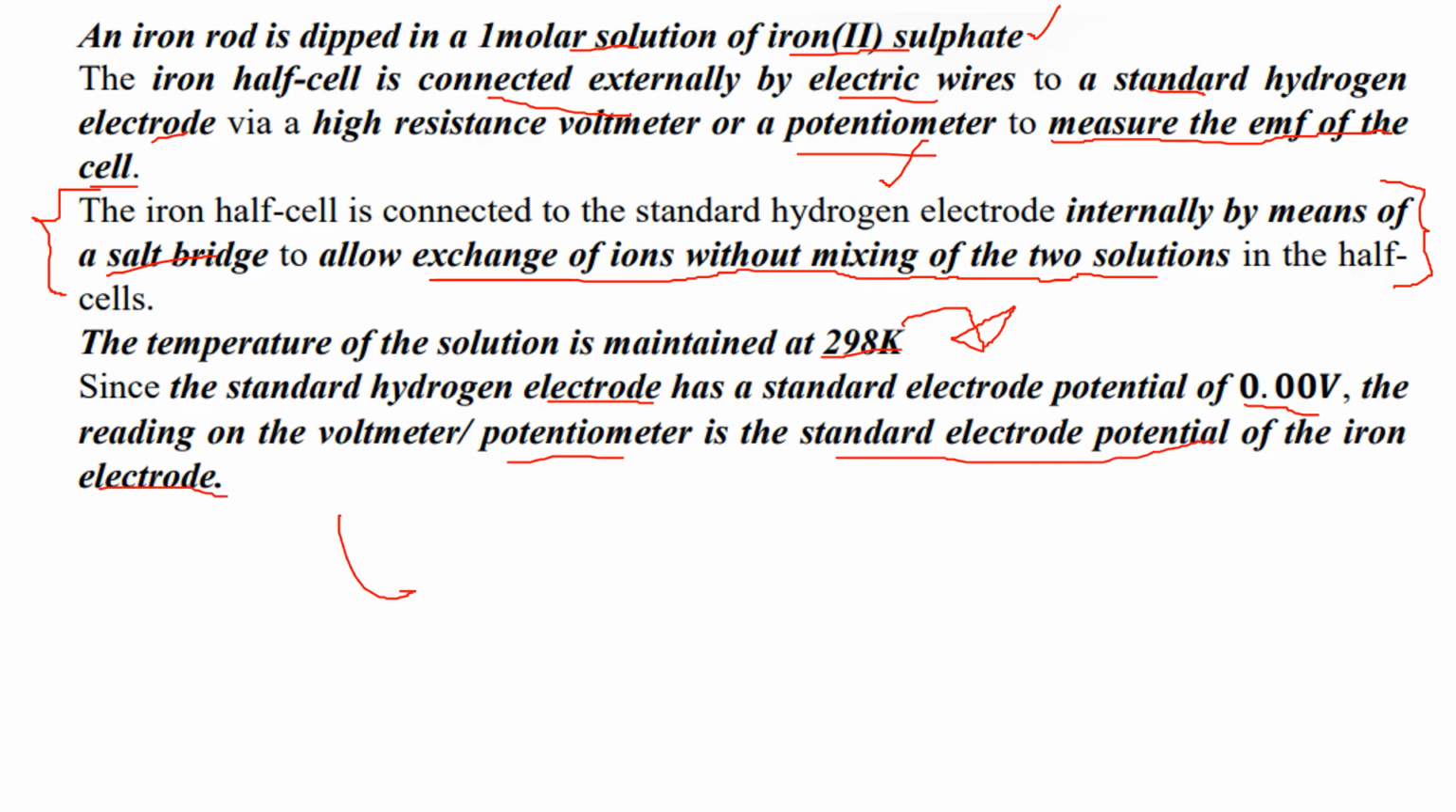Like I told you, since the standard hydrogen electrode does not give any deflection on our potentiometer or voltmeter, that means that any deflection that is observed in the voltmeter or the potentiometer is going to be specifically for the other electrode cell, which was for iron. So we shall get the EMF of iron simply by the readings or the deflection caused on our potentiometer. If you don't know how to write potentiometer, you can also use the word voltmeter because they all serve the same purpose. They all measure the EMF of the cell.